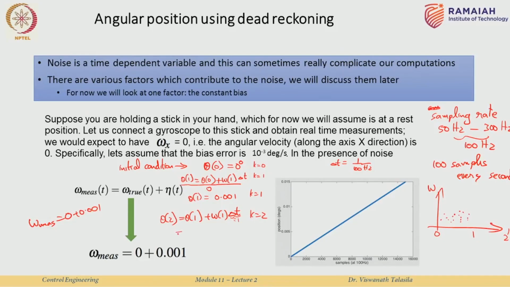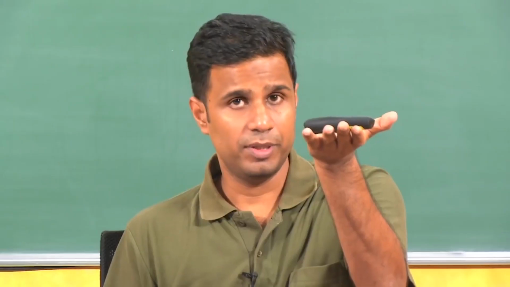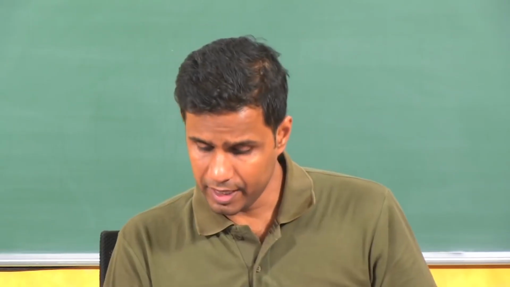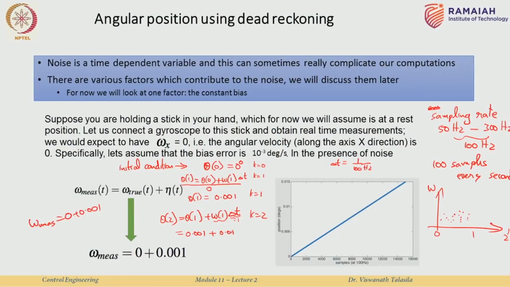So theta of 2 is equal to theta of 1, which is 0.001, and again I have a bias. The true measurement is 0, but I have a bias. Again I add 0.001, and this is nothing but 0.002. Let us do it one last time.